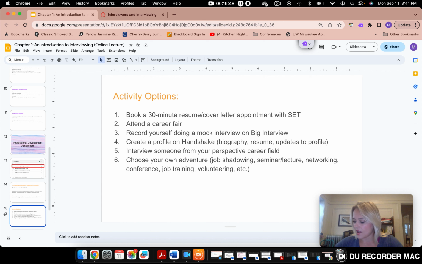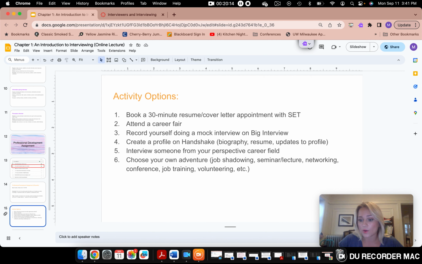Okay, option 5 is to interview a professional in your career field. This is essentially the same thing as your informational interview that everyone has to do in the middle of the semester. So this would be in addition to that interview. You can find either UWM alumni, or anyone that you can get in contact with within your career field, and send them a professional email asking them for an interview.